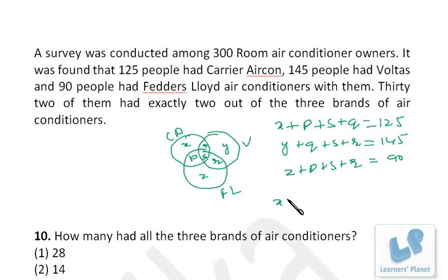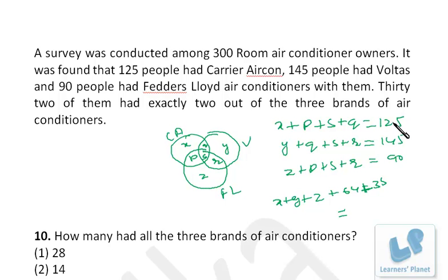Now X plus Y plus Z plus we are having 2 times P, 2 times Q and 2 times R, right? And P, Q, R, that is 32, right? 32 of them had exactly 2 out of the 3 branches. That means P plus Q plus R is 32. So 2 times P plus Q plus R is 64. And simultaneously we are having 3S, and that is 125 plus 145 plus 90.